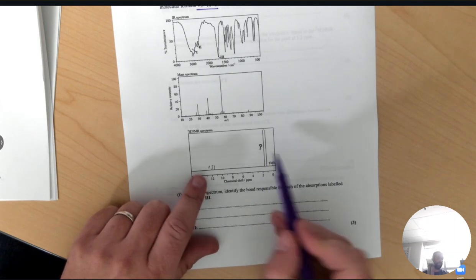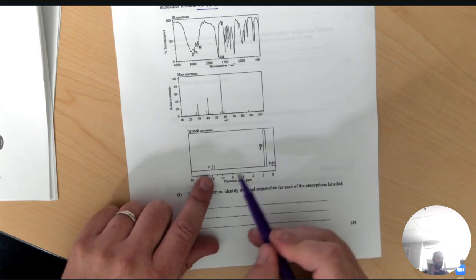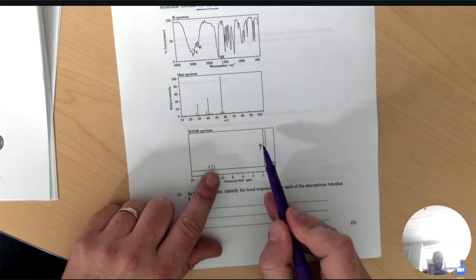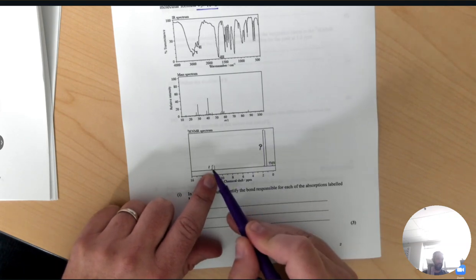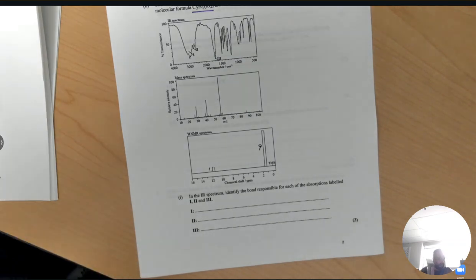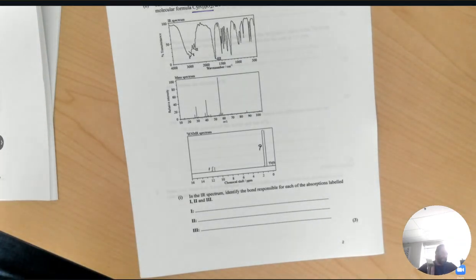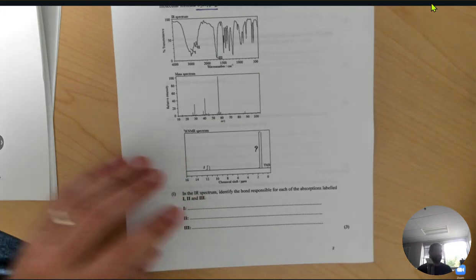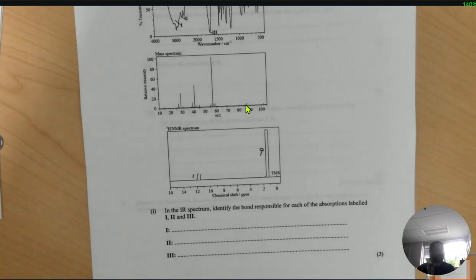But if the numbers aren't there, you have to actually measure the length of the lines, because this line takes 9 of those to equal that, or this is 9 times longer than that, which is where we get that 1 to 9. All right, so it says in the IR, identify the bond responsible for each of the absorptions labeled 1, 2, and 3. So let's go ahead and zoom in on our IR.